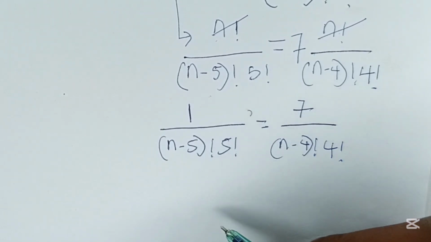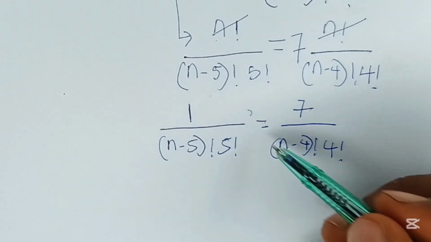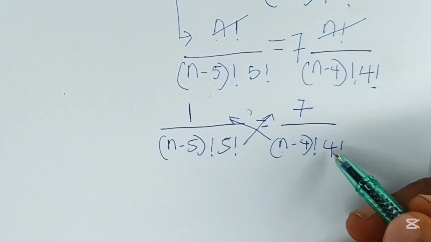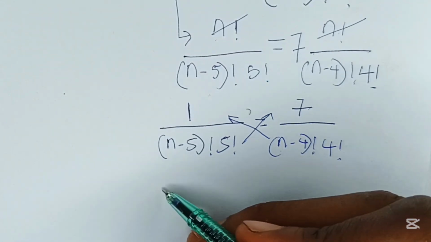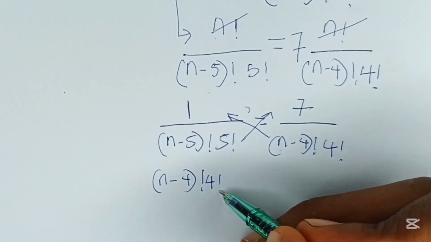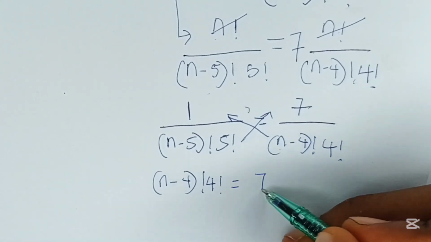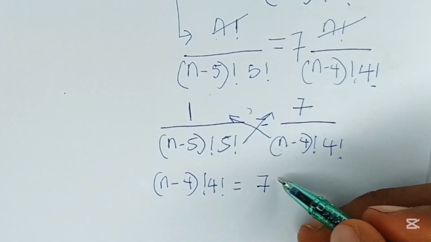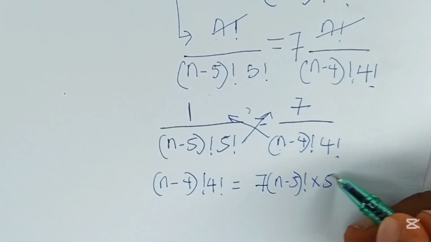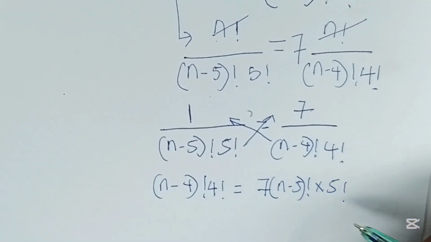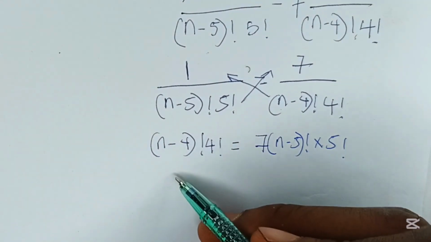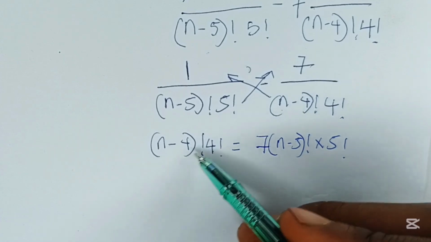At this point you can cross multiply, so we multiply this way and this way. We have n minus 4 factorial multiplied by 4 factorial to be equal to 7 multiplied by n minus 5 factorial multiplied by 5 factorial. Now at this point we have here n minus 4 factorial, 4 factorial.